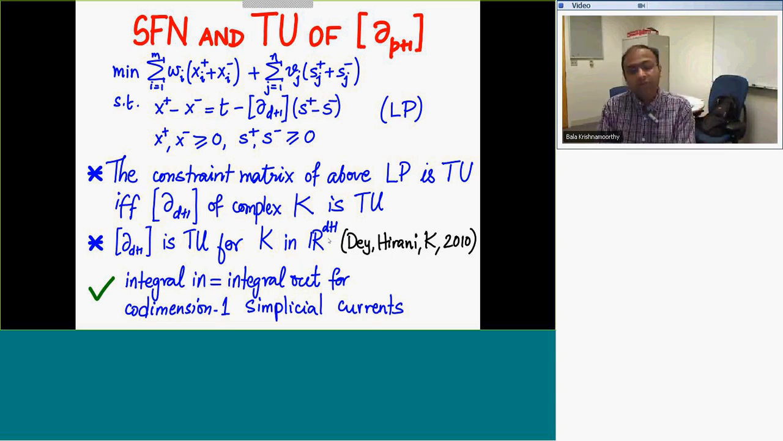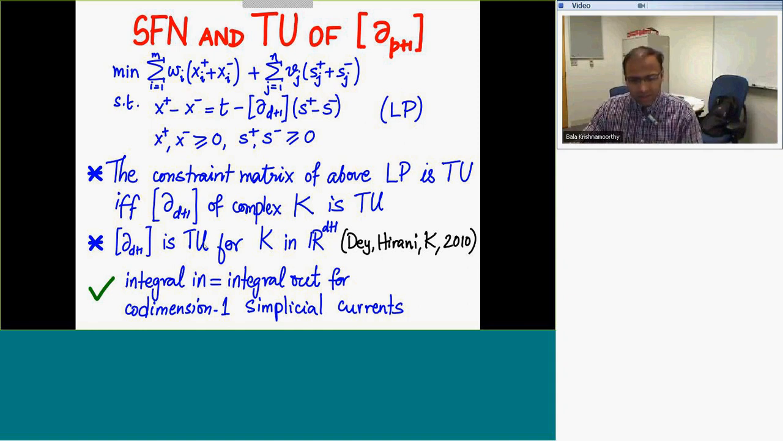Integral in is integral out for codimension 1 simplicial currents. That's in the finite setting. So it's a difference of posing the problem in the simplicial setting and noticing that the boundary matrix is unimodular in codimension 1. Now, of course, the next question would be, can we extend this to the continuous setting?